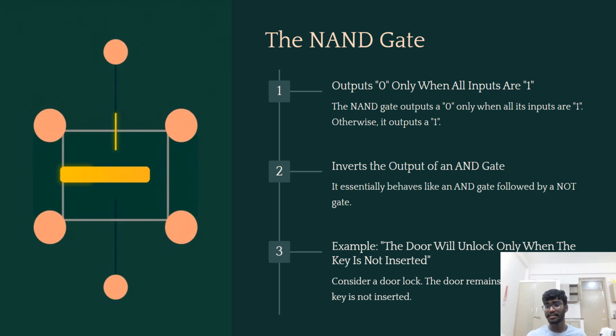Second, it inverts the output of an AND gate. It essentially behaves like an AND gate followed by a NOT gate. Example: the door will unlock only when the key is not inserted. Consider a door lock. The door remains locked unless the key is not inserted.